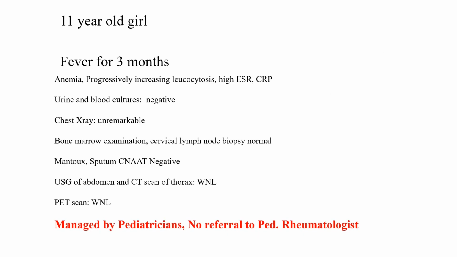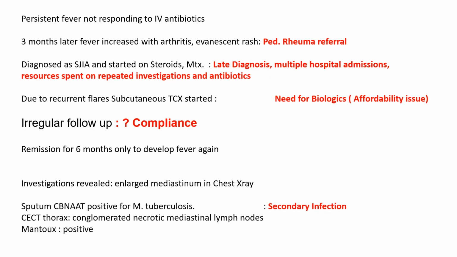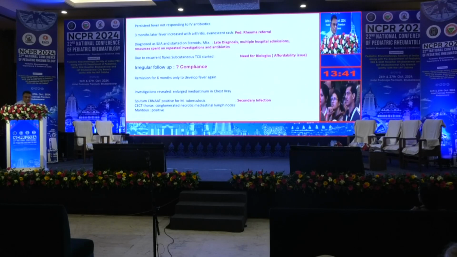So let us have a classic case. This is an 11-year-old girl who presented with fever for 3 months, anemia, progressively increasing leukocytosis, high ESR, CRP, treated by pediatricians, extensive investigations done, but even in my institute, there was no referral to the pediatric rheumatology department. So receiving antibiotics, multiple antibiotics, different courses, again without a referral. And finally, we arrived at the diagnosis of SJIA.